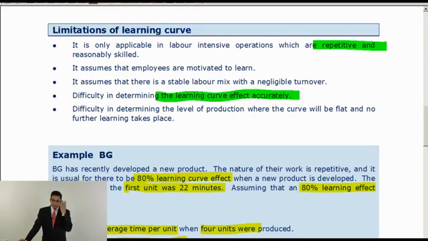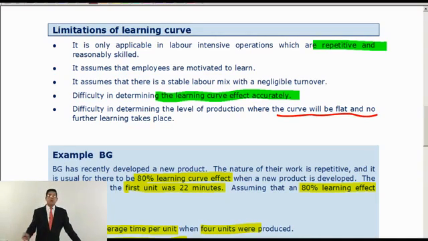So especially in teamwork, okay, it is difficult to determine an accurate learning curve. It's also difficult in determining the level of production where the curve will be flat and no further learning takes place. So remember the steady state when the curve becomes flat. It's also difficult because for everybody this flat rate will occur at a different level of production. Some people may not learn any further after 100 units. Some people may not learn any further after 110 units.